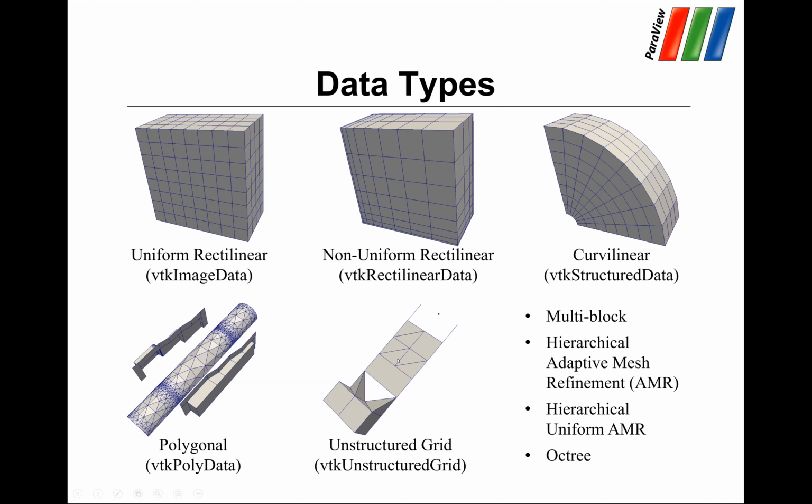And unstructured grid is similar to the polygonal data. The difference is that unstructured grid can store 3D cells. Polygonal data stores only 2D cells. So polygonal data is used to represent meshes. This is what we use to send to the graphics cards. Unstructured grid can represent 3D cells as well. We have a number of other data types, but we won't go over them.